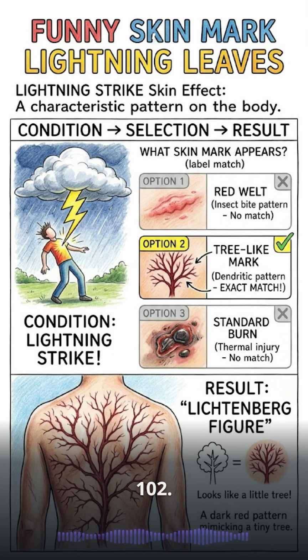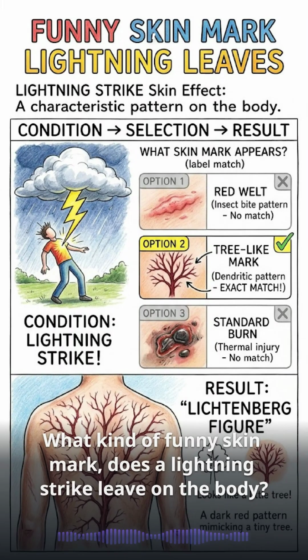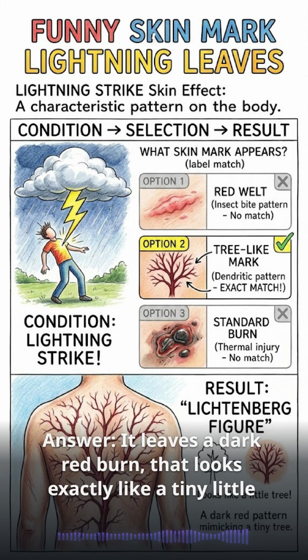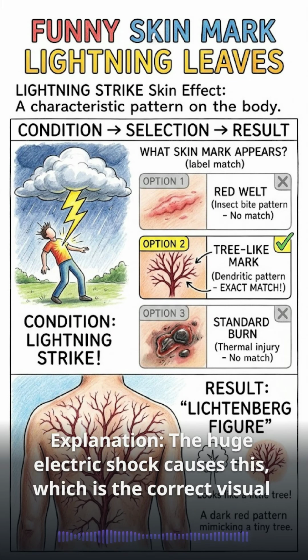102. What kind of funny skin mark does a lightning strike leave on the body? It leaves a dark red burn that looks exactly like a tiny little tree. The huge electric shock causes this, which is the correct visual sign of the strike.